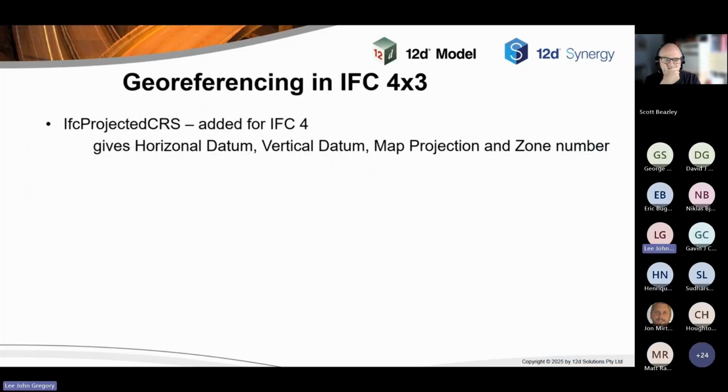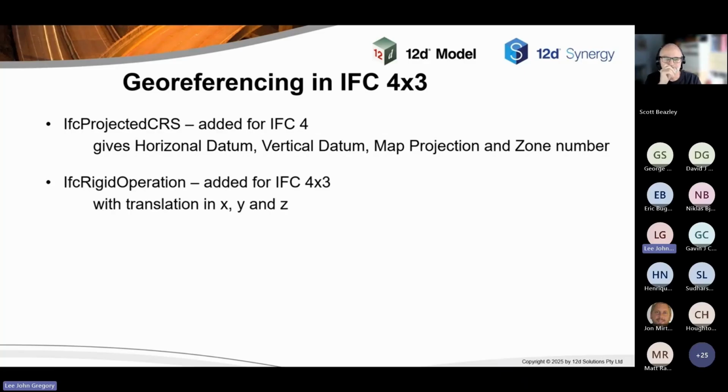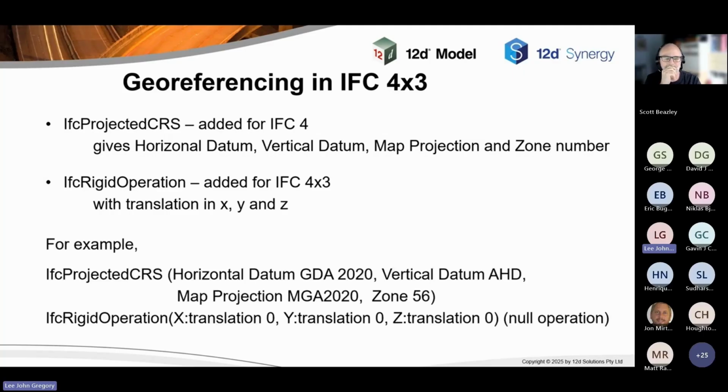In IFC 4x3, there's a thing called IfcProjectedCRS, which was actually added in IFC 4, and it gives you a horizontal datum, vertical datum, map projection and zone number, all that stuff I mentioned. For IFC 4 it was missing something we needed, and that was added into IFC 4x3, called a rigid operation. It's just a translation in X, Y, and Z. So in your file, you'd have an IfcProjectedCRS which will say it's GDA 2020, Australian Height Datum, MGA 2020, zone 56, and a null 0, 0, 0 translation. That's what you just have to put in your file.